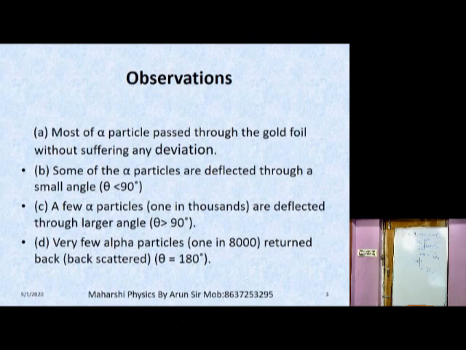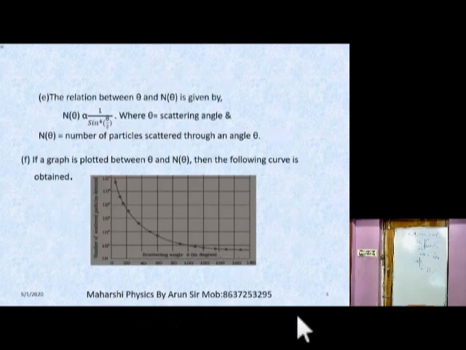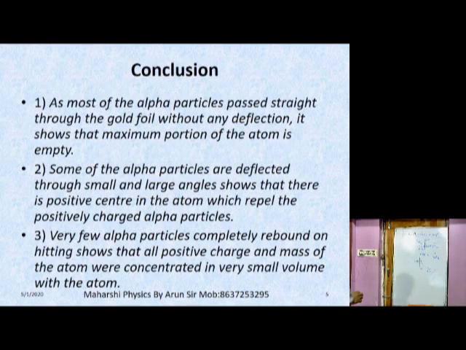Let's see. These are the observations. From these observations, they concluded that, since most of the alpha particles passed through the gold foil without suffering any deviation, it indicates that the maximum portion of the atom is empty. Clear? This is the first point.